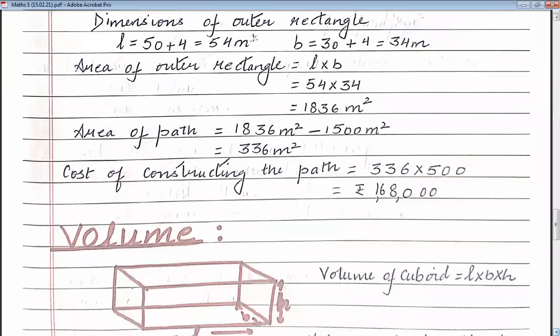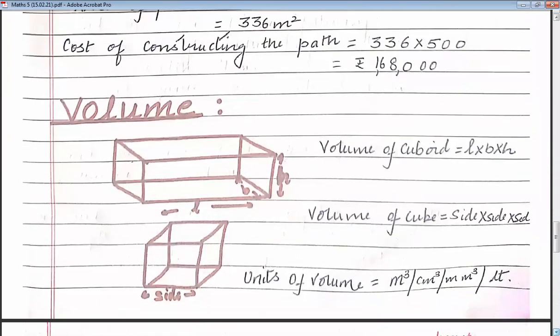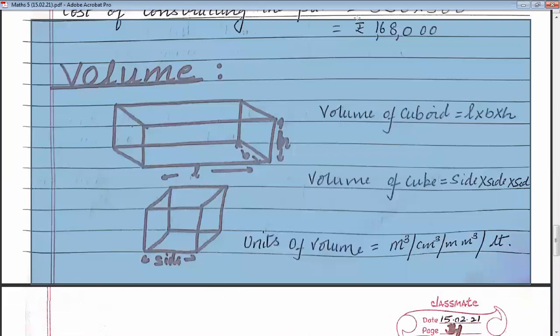Now let's move on to our volume. Now, children, I guess you remember what a volume is? Volume is the inner space enclosed by a solid object. Now, children, this is a cuboid, and the inner space of the cuboid is your volume. Similarly, the volume of the cube is the inner space. The inner space enclosed by a solid object is the volume.